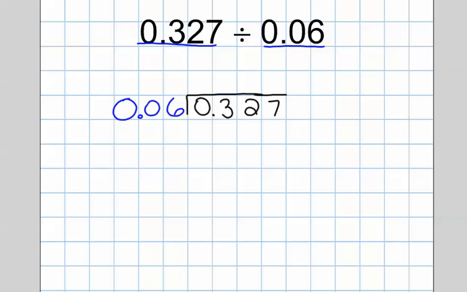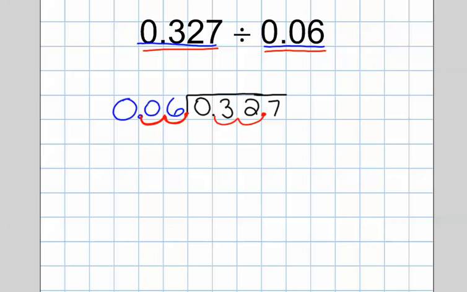Now again, you need to be moving the decimal point in the divisor, which is the 0.06. I need to keep moving the decimal point until I make it a whole number. If I move the decimal place over once, I have 0.6. That's not a whole number, so I need to move it over one more time. So my decimal point is now moved over once, twice, to get that 0.06 into a 6. I need to move the decimal place over 2 times in my dividend as well. So I'm going to move it over 1 time, 2 times. So now I have 32.7.